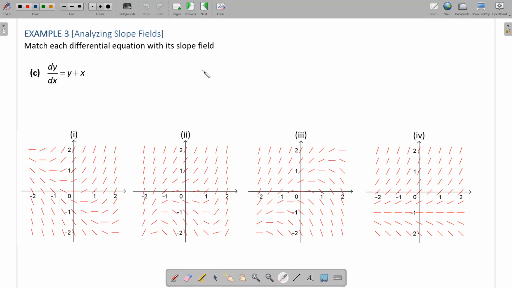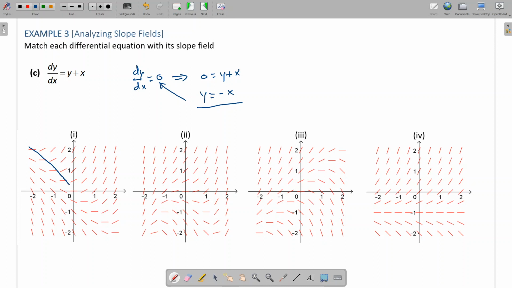All right, let's try C. C is basically the same thing as the last one, but we have plus instead of the minus. So I would start the same way, dy/dx. When is it 0? Well, the only way it's 0 is if 0 is equal to y plus x. Subtract over, so y would equal negative x. Along this line, we should have 0 slopes. So that's going to be the line just going back the opposite direction.